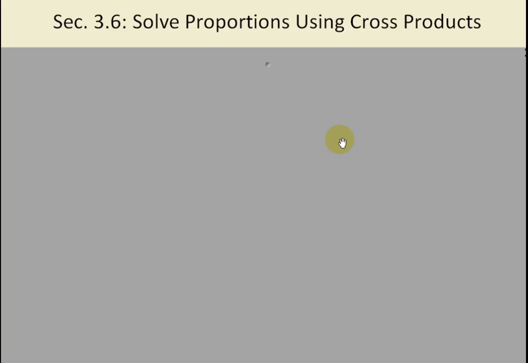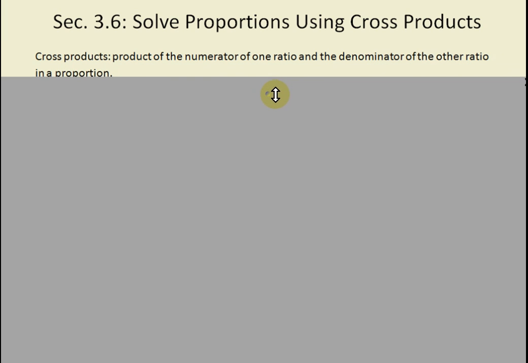We've already looked at proportions and pretty much looked at some fairly straightforward ones, and now we're going to look at some a little more detailed examples, and we're going to solve them using cross products. So what is a cross product?